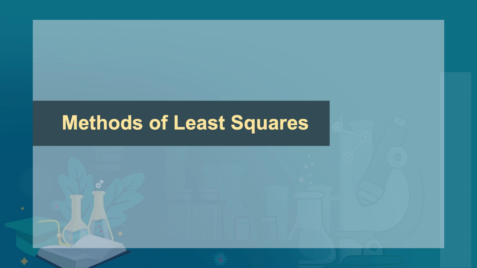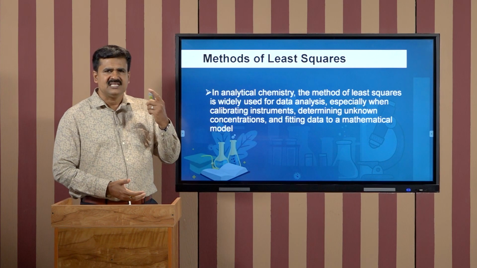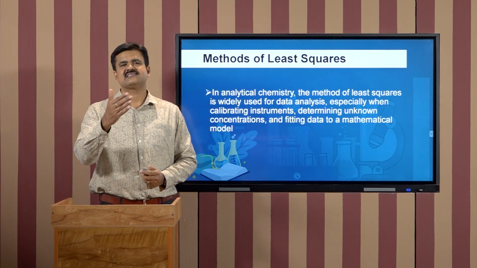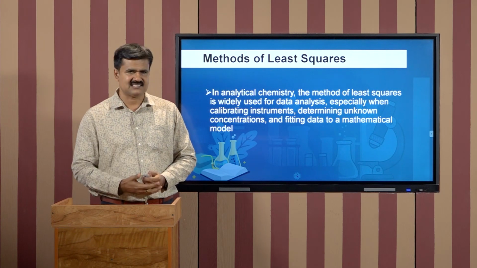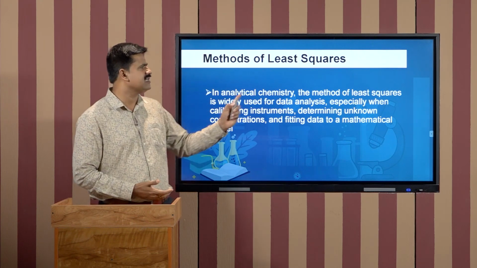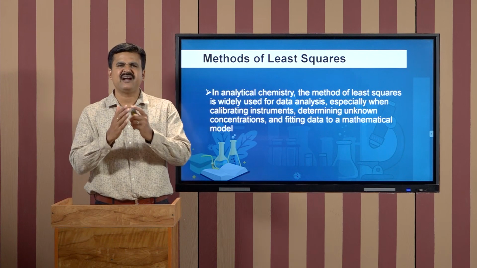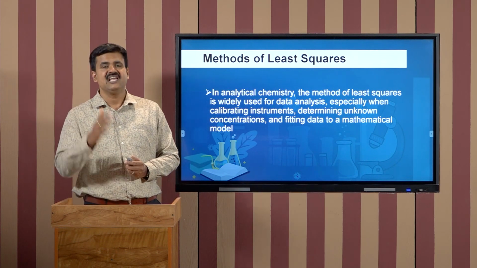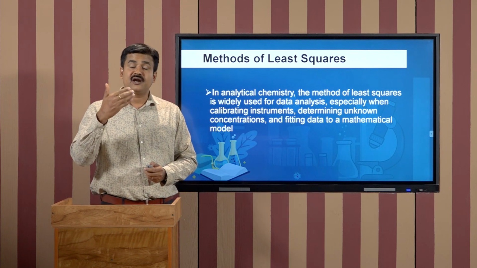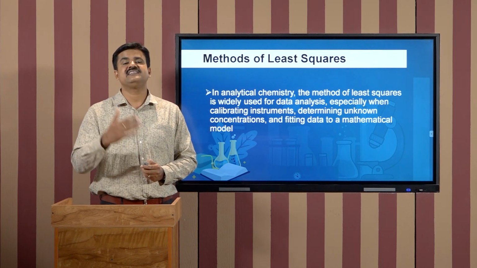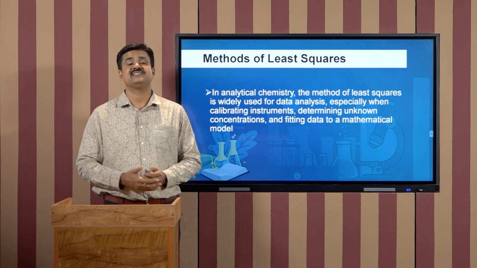Method of least squares in analytical chemistry. The method of least squares is a very important statistical procedure to find out the reliability of the results. In analytical chemistry, the method of least squares is widely used for data analysis, especially when calibrating instruments, determining unknown concentration, and fitting data to a mathematical model.